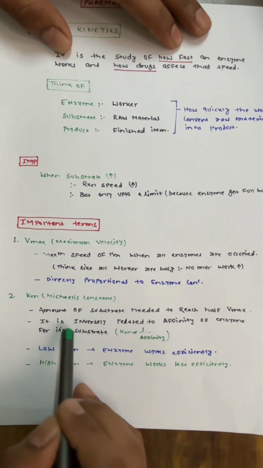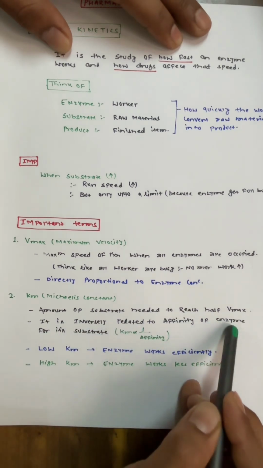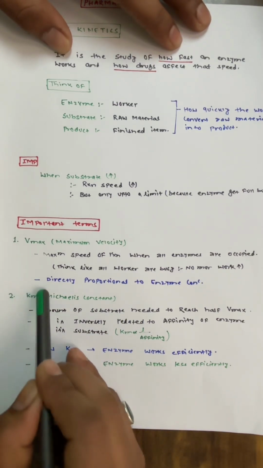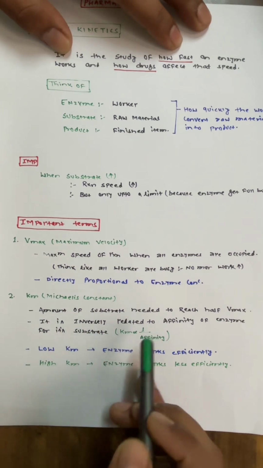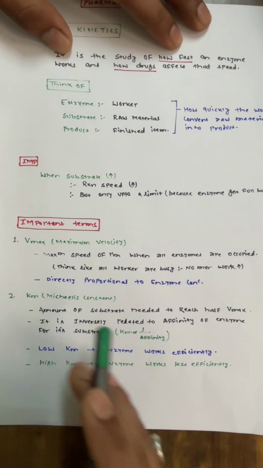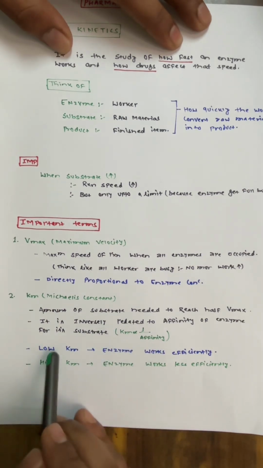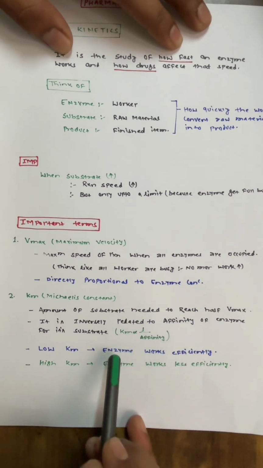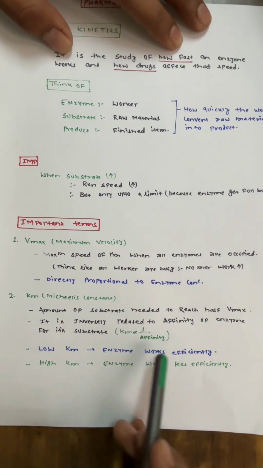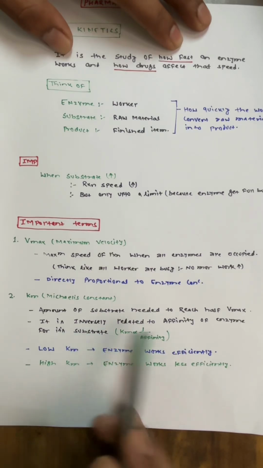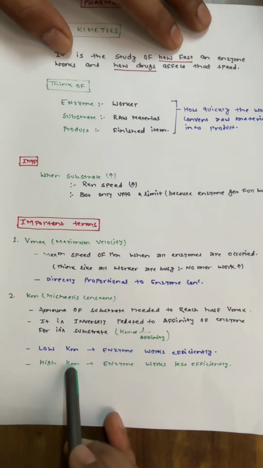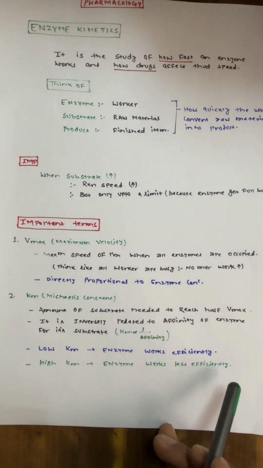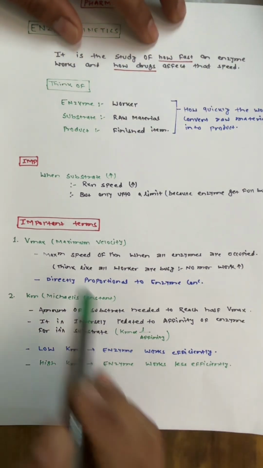Now it is inversely related to the affinity of the enzyme for its substrate. So if the Km is more, then the affinity will decrease. If Km is less, the affinity will increase. So a low Km enzyme works efficiently, meaning the affinity of the enzyme for the substrate will increase, or we can say that the affinity of the substrate for its enzyme will increase. If the Km is high, then the enzyme works less efficiently. So this is all about Vmax and Km.